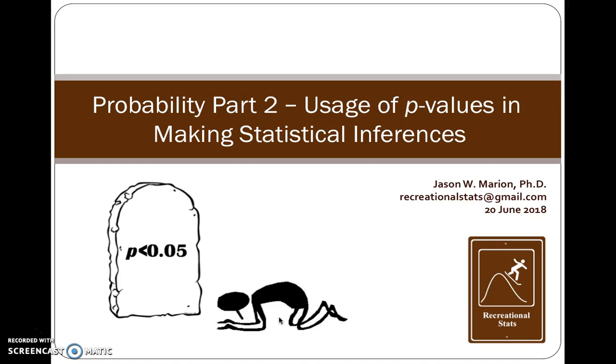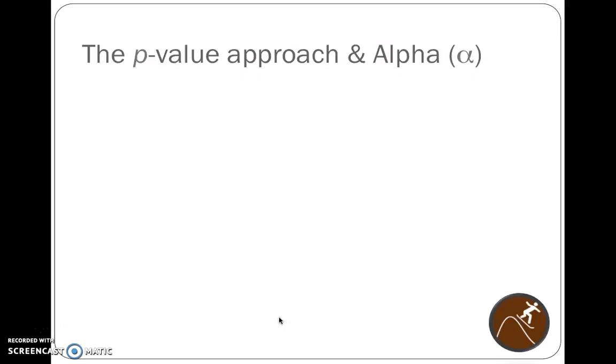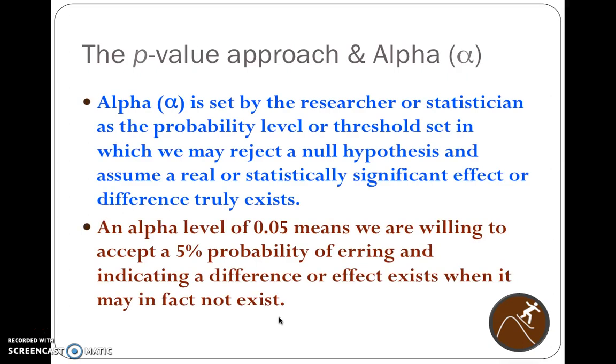So we'll get into that, but first it requires us to have a greater understanding of the p-value. So back to a review. The p-value, as I view it, is a level that we set as researchers or statisticians as the probability level or threshold, using our sample of data of the true population, that we set in advance, ideally, in which we may choose to reject a null hypothesis and therefore assume a real or statistically significant effect or difference truly exists.